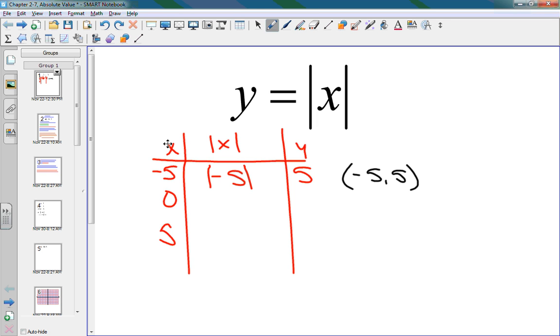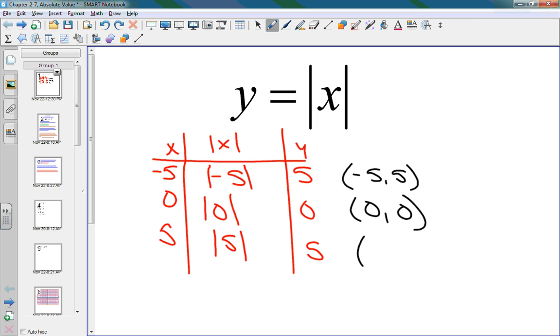Agree? Yes. What is the absolute value of 0? 0. So that gives me the ordered pair 0, 0. What is the absolute value of +5? 5. So that gives me the ordered pair 5, 5. What can you notice about those points? They're the same.